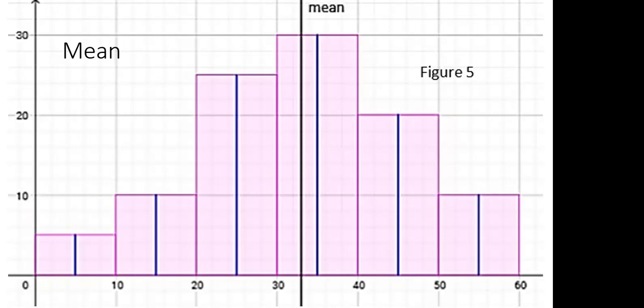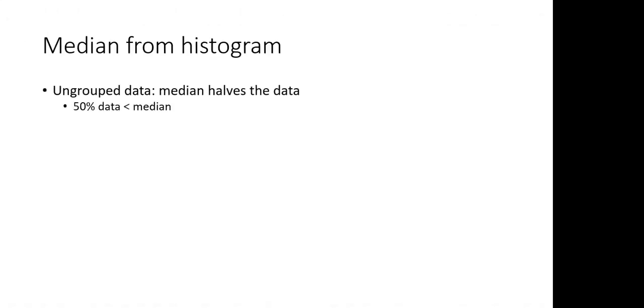Now let's move on to median. Now, this is what median does, right? This is exactly why you figure out that n plus 1 by 2, or n by 2 and n by 2 plus 1, all that to figure out what is at the middle. So in this case, median halves it in the sense, if there are, let's say, 30 data points, 15 will be less than median, 15 will be more than median.